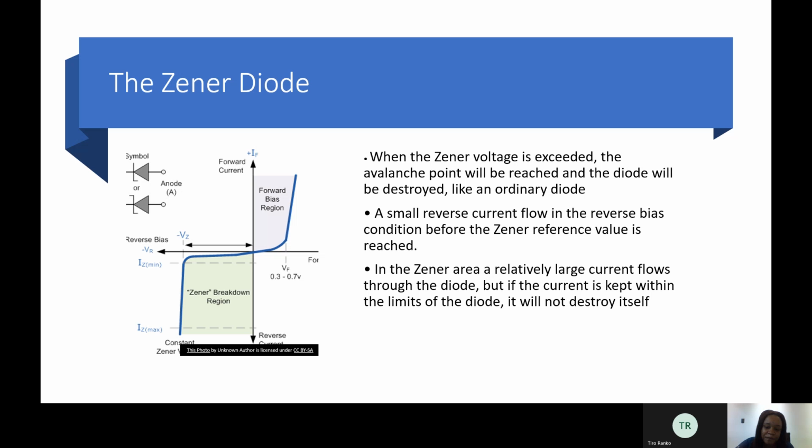It will be reached, and the diode will be destroyed if you go over this value of VZ and apply more power than is supposed to be applied to the Zener diode. You will burn out your Zener diode, and they do explode. They make a popping sound as if they just blew up.